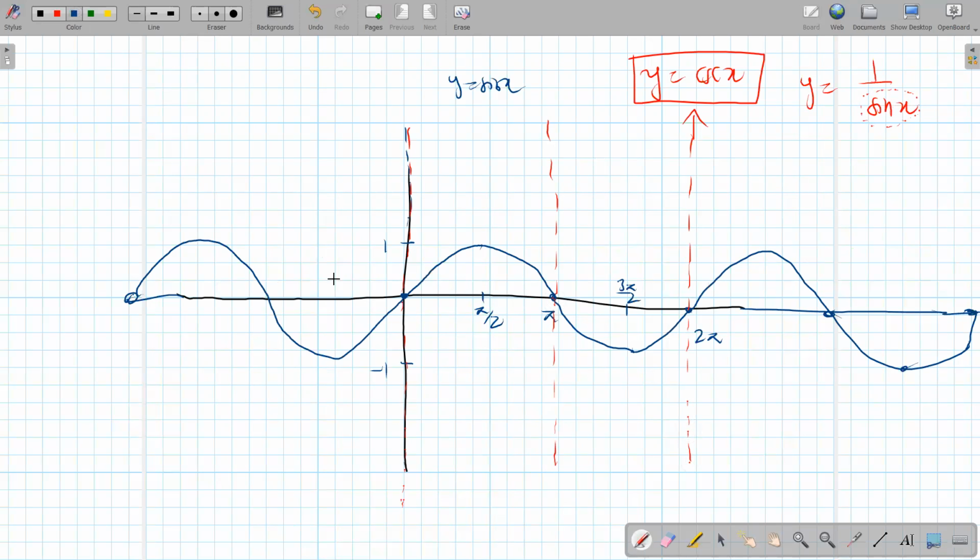Now look at this. There are some points that don't change for both sine x and cosecant x. It's this point right here. The y value of sine x is 1. What's the y value for cosecant x at this point? 1 over 1 is still 1. So that point doesn't change. Same thing here. This is minus 1. 1 over minus 1 is still minus 1. That point doesn't change.